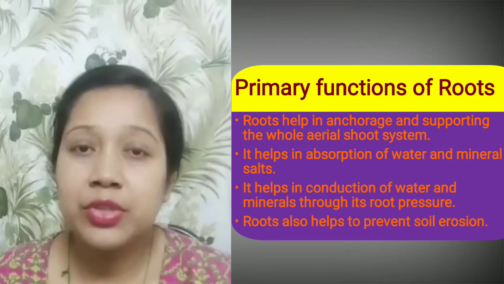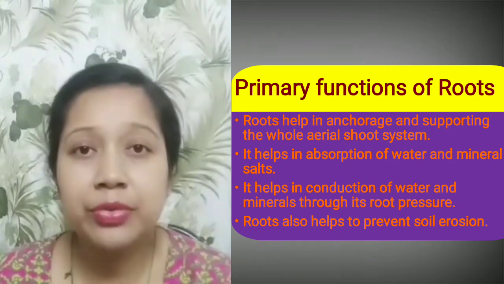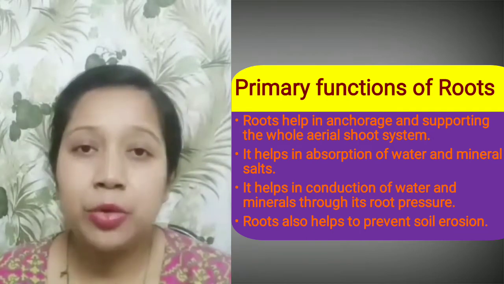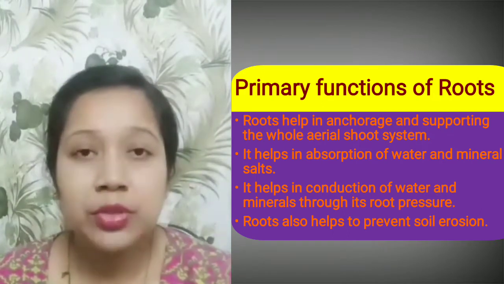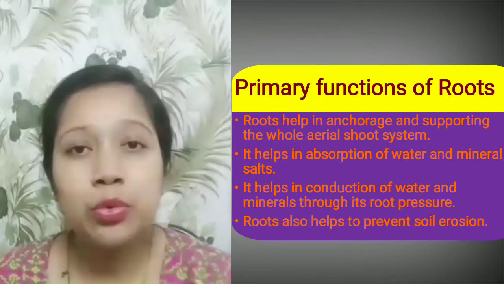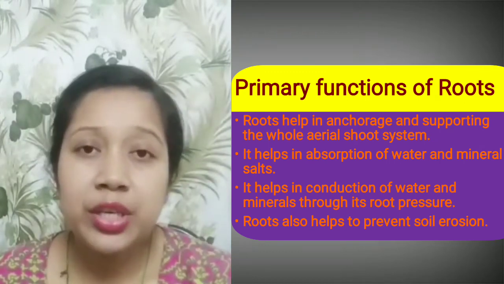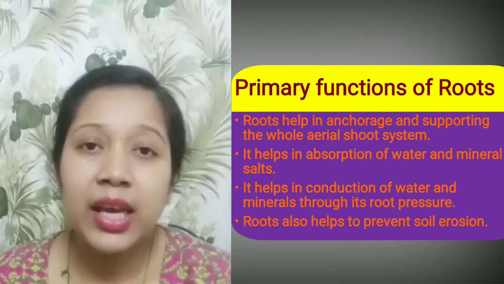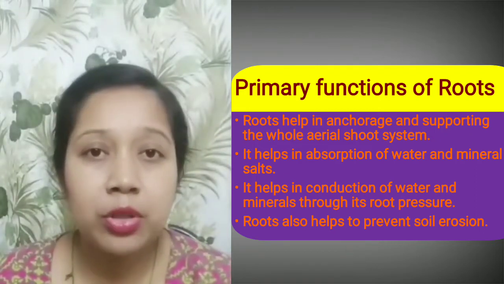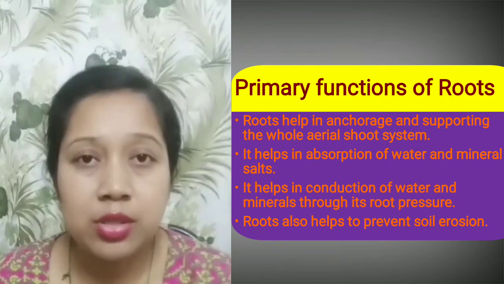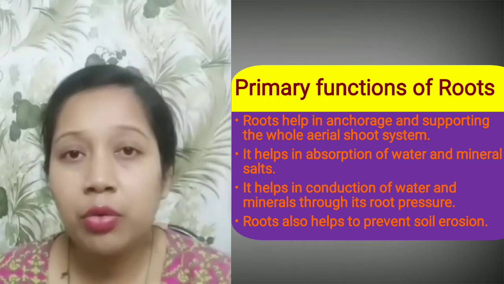Now the next type of function, which is also a very important one, is the absorption of water and the minerals required for different physiological processes that take place within the plant body. The absorption of water is done by the root hairs of the root system, which we have already discussed in the parts of the root, that the root hairs are generally found in the region of elongation. And these root hairs absorb the water and send the water to the upper part of the plant body. So this is the next important function, that is absorption of water and mineral salts. Now the third and again important function is the conduction of water.